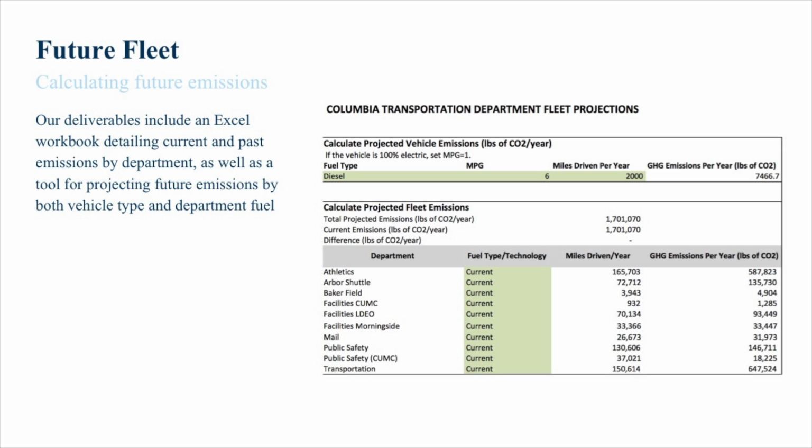And then a very simplistic tool for calculating projected fleet emissions, where the fuel type and technology column is actually a drop down. So you can just flip between current or 100% electric for each department within the fleet, and then see, for example, if you convert all of transportation to electric vehicles, exactly how many emissions could that save. Obviously, it would be a lot more complicated the more you dive into the calculations, but this is meant to be just a first glance that the Transportation Department can use when they're considering making changes.